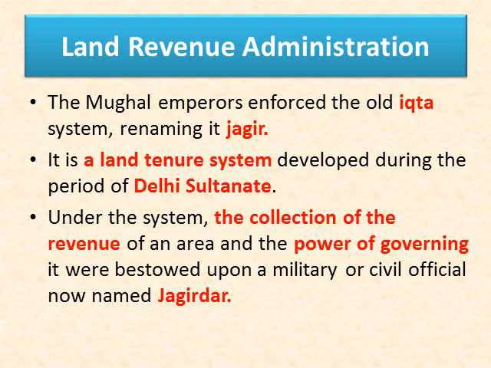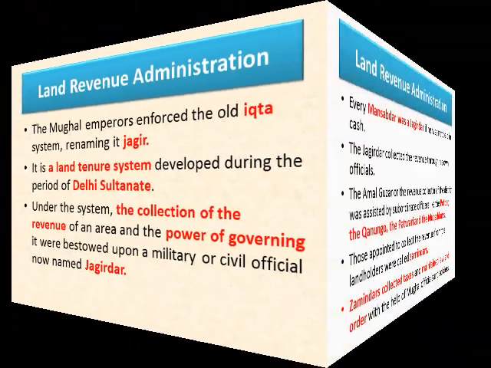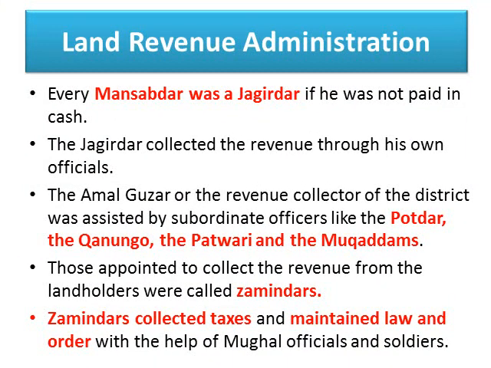Under the system, the collection of revenue of an area and the power of governing it were bestowed upon a military or civil official, now named Jagirdars. So, the Jagirdars had the power of governing their area as well as the collection of revenue. He was a military or a civil official. Dear children, every Mansabdar was a Jagirdar if he was not paid in cash. If he was not paid in cash, instead if he was granted land, he was a Jagirdar. And the Jagirdar collected revenue through his own officials. He had a system of collecting the taxes and people were there to collect the revenue.